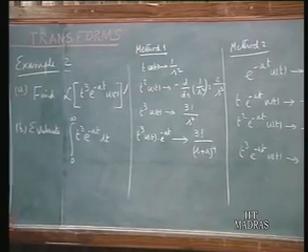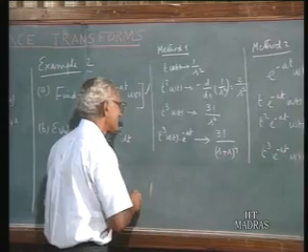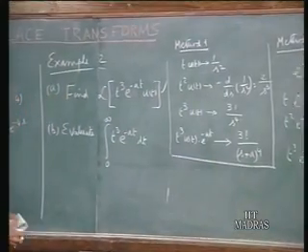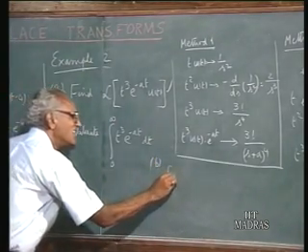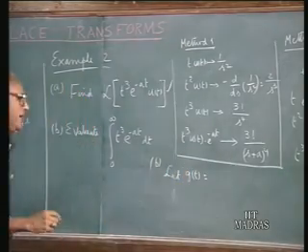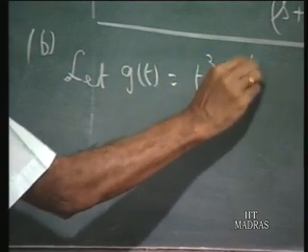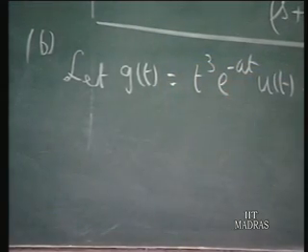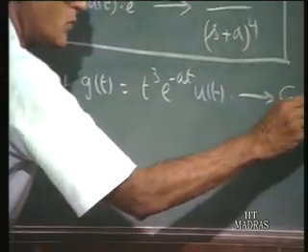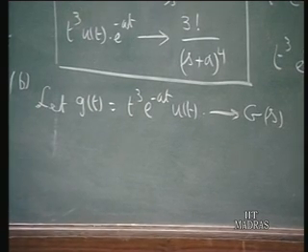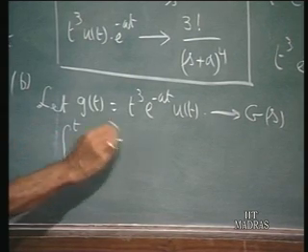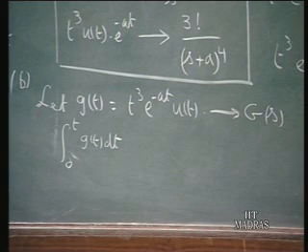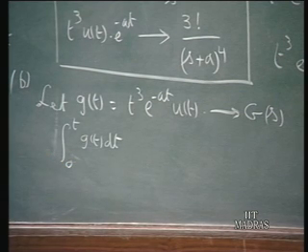Now, for the second question, part B, let g(t) be t cubed e to the power of minus a t u(t). It has got the Laplace transform, let us say G(s), which is this. Now, if I take the integral from 0 minus to t of g(t) dt, you can say 0 because the 0 plus value of g(t) is also going to be 0, therefore whether you take 0 minus or 0 plus makes no difference. So I simply write 0 to t of g(t) dt.